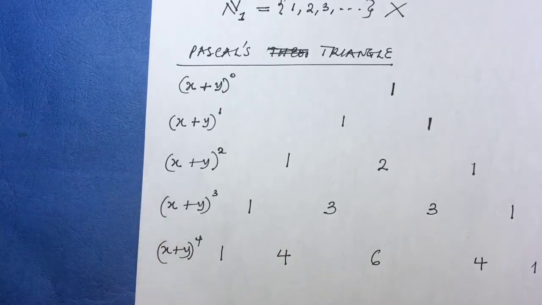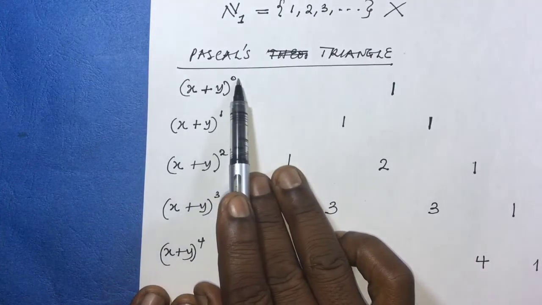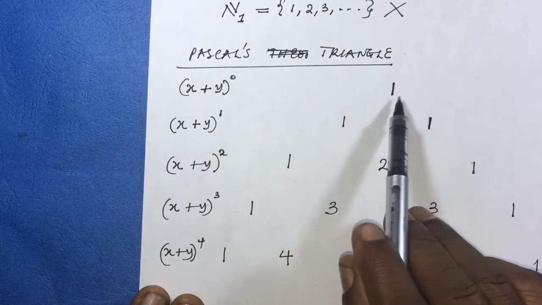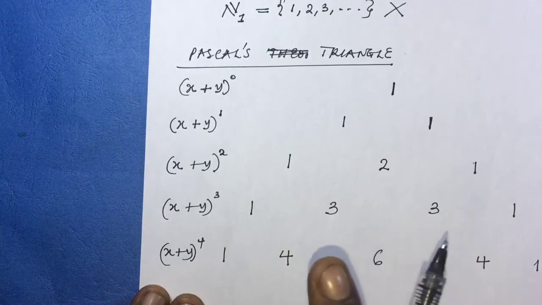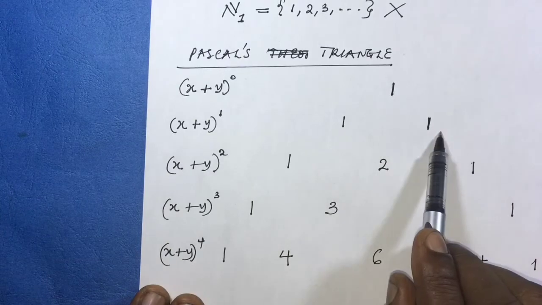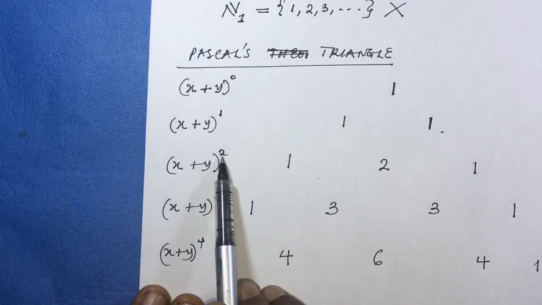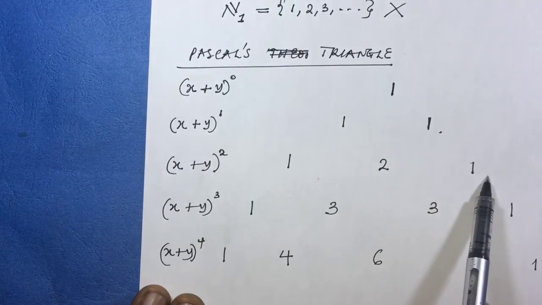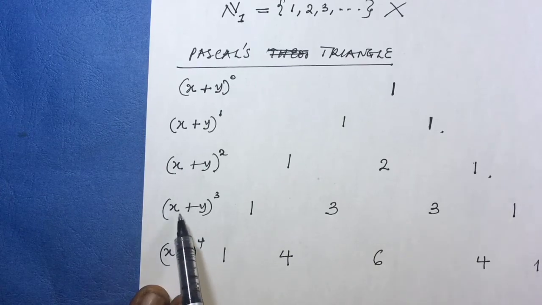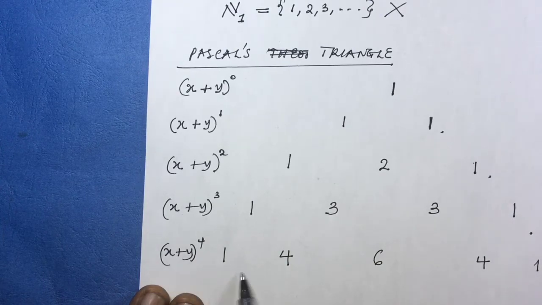Now, having done that, I want you to pay particular attention to the following. Take note that when the power is 0, we have 0 plus 1 term. That is, there is 1 term when the power is 0. When the power is 1, notice that there are 2 terms. So the number of terms is 1 plus the power. Take note of that. Now, when the power is 2, notice there are 3 coefficients, meaning that there are 3 terms in the expansion. When the power is 3, take note there are 4 terms in the expansion. When the power is 4, take note there are 5 terms in the expansion, and this continues.